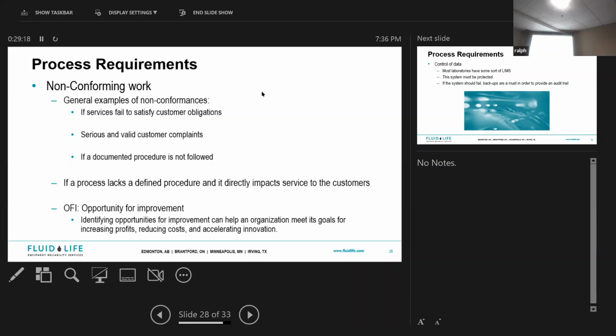You know, the procedure wasn't followed at the bench level. Like we sent out the wrong kits, or there's so many things, and everything is logged because you're required to log non-conformances. A lot of us just use it as a continuous improvement thing, not to be perceived as negative, to say you did something wrong. What we're striving to do is to do better next time by logging it and seeing trends or anything else. And that's the bottom part, opportunity for improvement. So if you want to increase profits, reduce costs, accelerate innovation, you can also log opportunities for improvement as well.